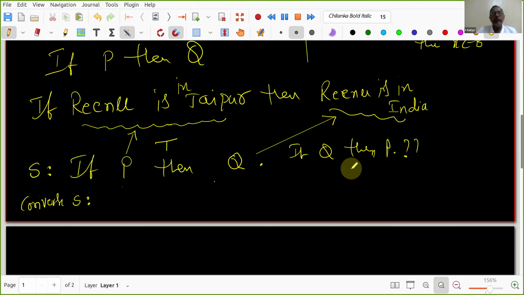This is a simple thing. You can easily tick yes or no. Yes means you are assuming this is true. That means if Renu is in India, then Renu is in Jaipur. If it is not, something is wrong, you do not agree with that.